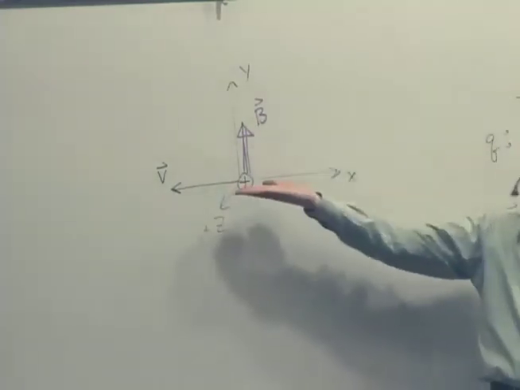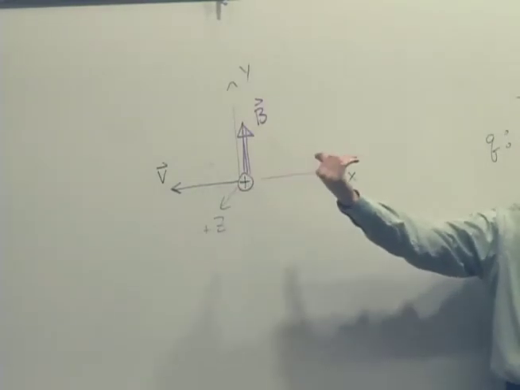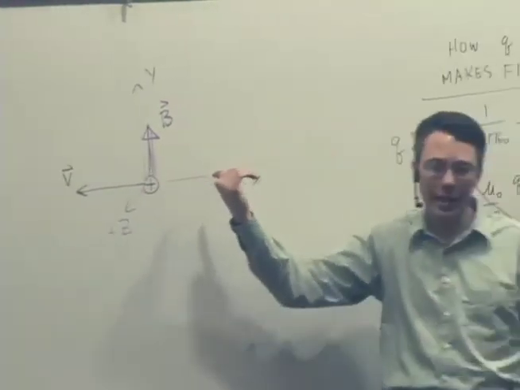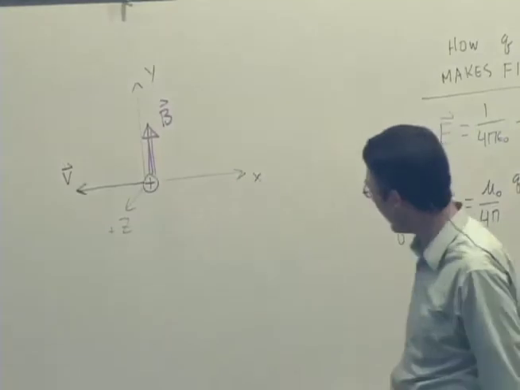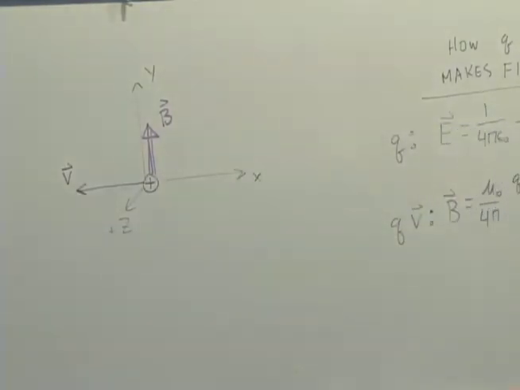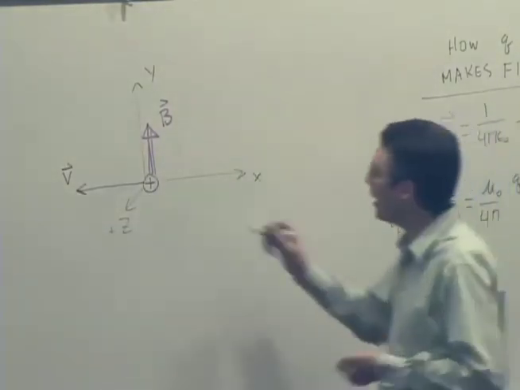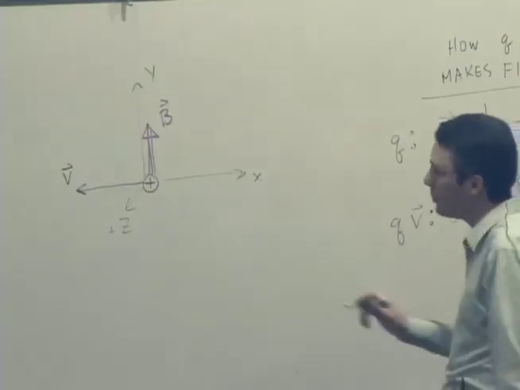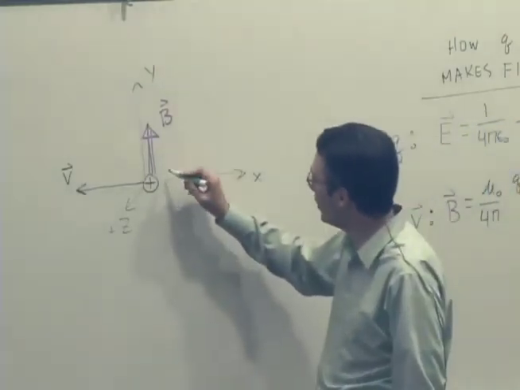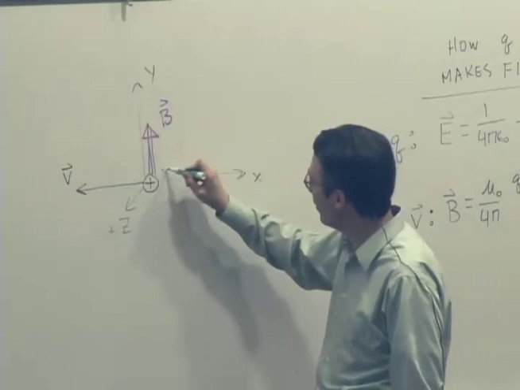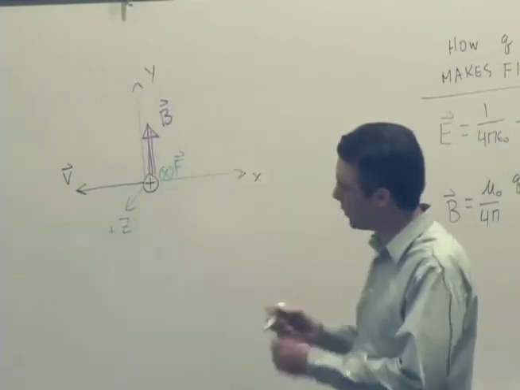We say V cross B, thumb points in the negative z direction, which is what we stated, right? So force in the negative z direction, that will work, okay? And again, it's multiplied by a positive charge, so no flipping of the hand here. Force is in that direction.